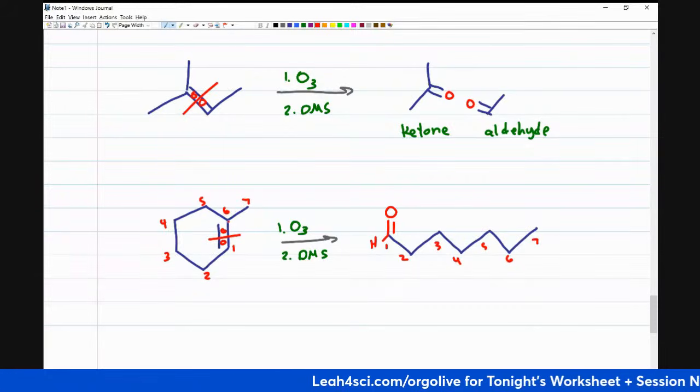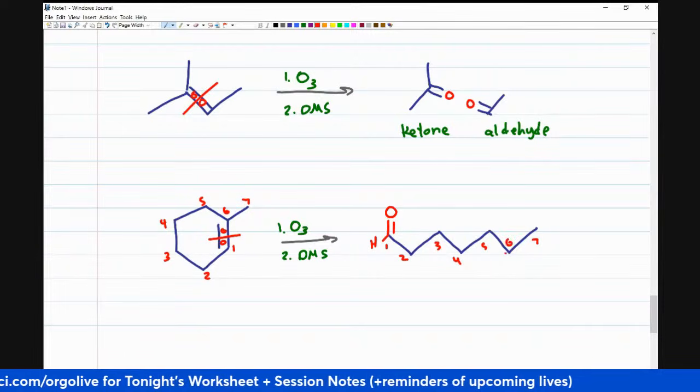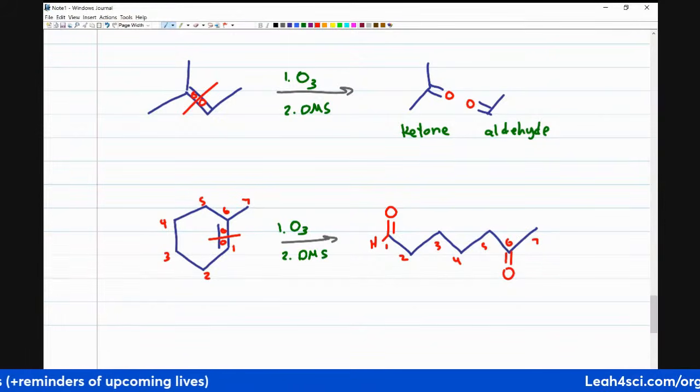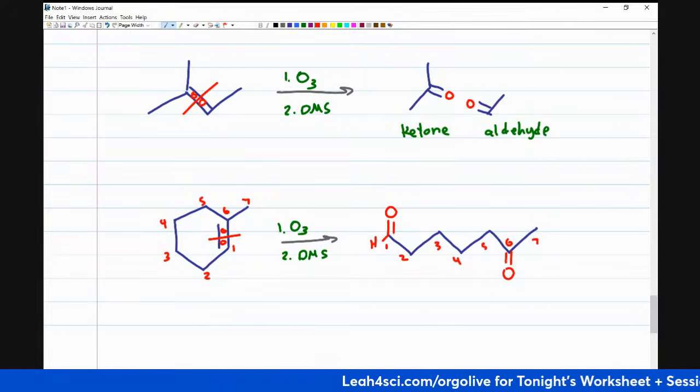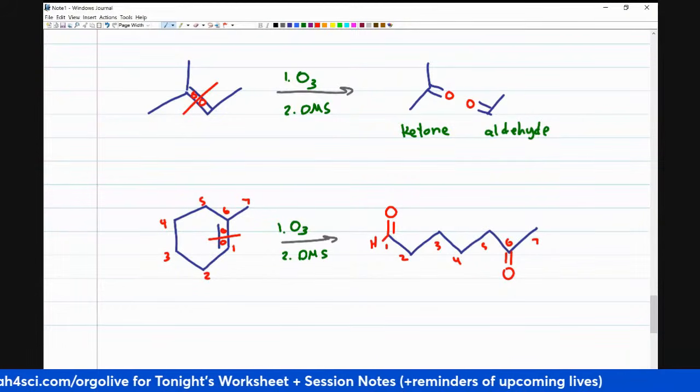Since carbon 6 gets a carbonyl, let me move the 6 so we can see it, and it happens to be internal, then it's a ketone. I don't have to worry about it. I don't have to think about it. It just appeared as a ketone using this trick. All right. If you have any questions on this, go ahead and type it in.